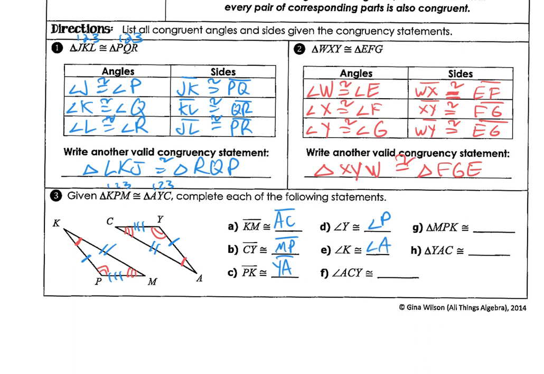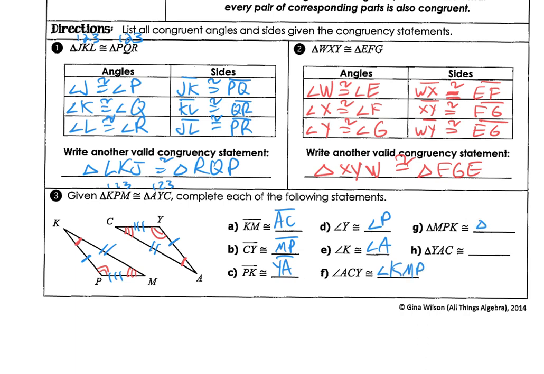Now here you've got to be careful. ACY, that's 1, 3, 2. So on the other one, that would be 1, 3, 2.